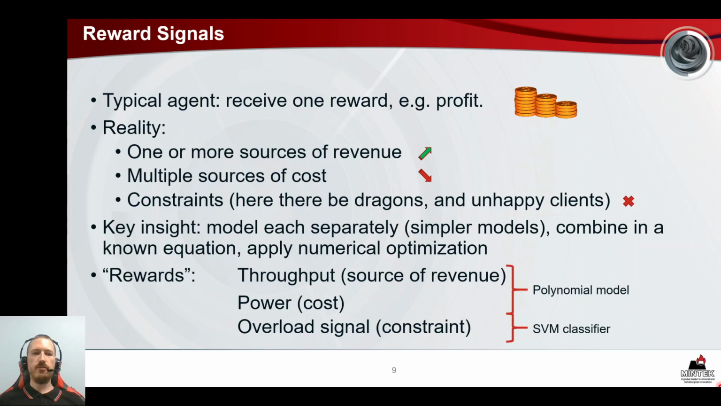Our key insight here was that we could model each of these separately with simple models, and then combine those in a known equation that can be nonlinear or even time varying, and then apply numerical optimization. And all of this is still compatible with the Continuum-Armed Bandit algorithm for Thompson sampling, making it possible to deal with a wide range of situations.